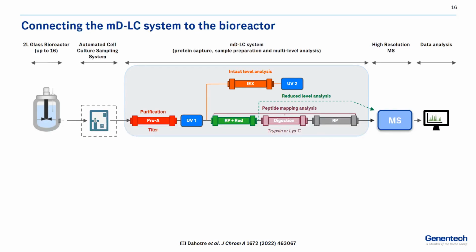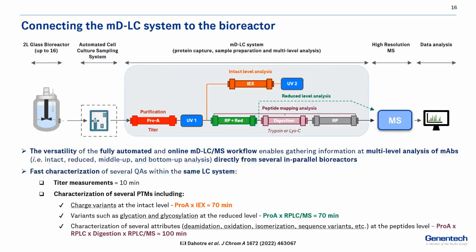For the connection with the bioreactor, we used a Numera system that was drawing samples from the bioreactor at specific intervals. Samples were filtered through a membrane to remove cells and then stored in an integrated liquid envelope in vials. Samples were then injected onto the multidimensional LC, and because of the ease of the fully automated and online multidimensional workflow, we were able to gather multi-level analysis information directly from several parallel bioreactors.